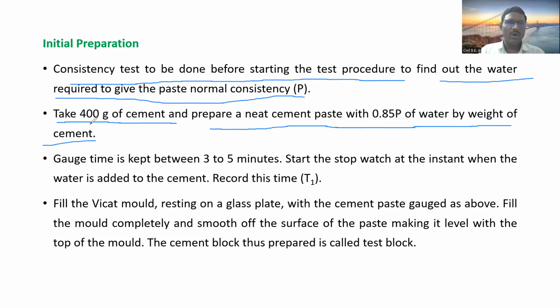0.85% of the weight of the cement. Then gauge time is kept 3 to 5 minutes. It means for making this cement paste of that 400 gram cement, within 3 to 5 minutes we have to prepare this.